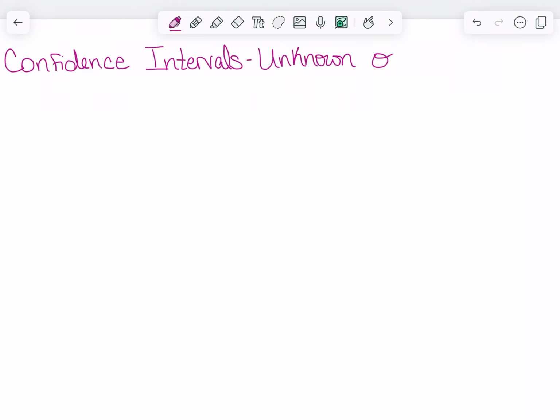Now let's look at how to calculate a confidence interval if we don't have the population standard deviation. In this case, our formula is given by x bar minus t star times s over the square root of n is less than mu is less than x bar plus t star times s over the square root of n. So this t star times s over the square root of n is going to be my margin of error.